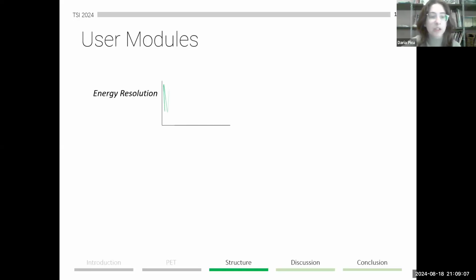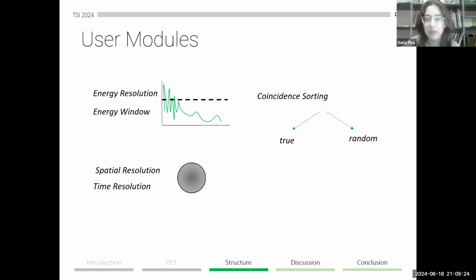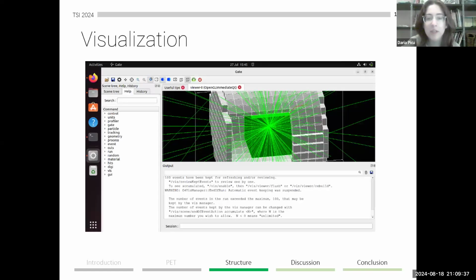The following GATE user modules within GATE were used for our simulation: energy resolution; energy window, which sets a threshold value for detection; spatial resolution, which models detector blurring; time resolution, which simulates temporal jitter; and coincidence sorting, which identifies pairs of singles within a time interval and can distinguish true from random and scattered events. We also had the option to use secondary electrons and X-rays, but for simulation efficiency, we decided to exclude these. To simplify the installation process, we decided to install a VGate 9.3 virtual machine, which comes pre-equipped with all of the software for running GATE.